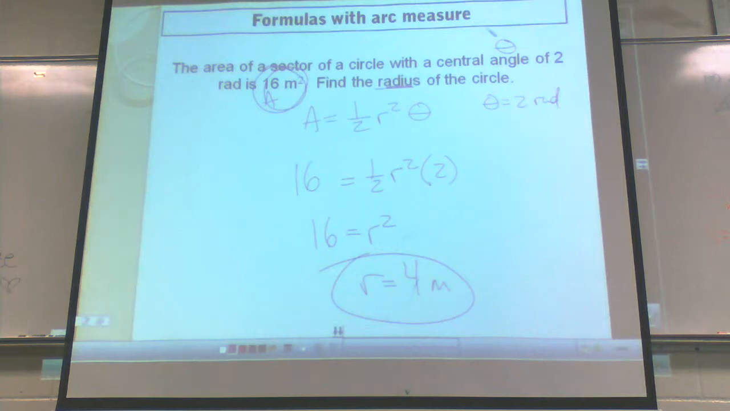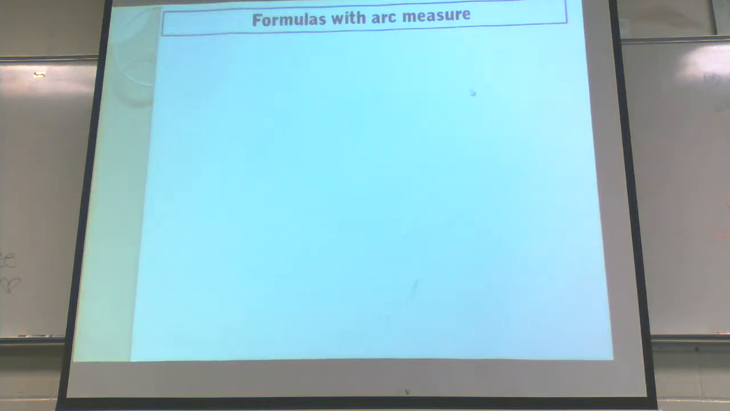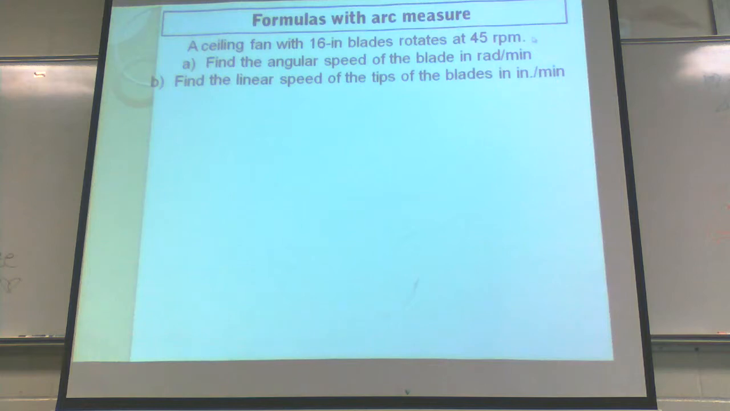All right, now, last one. This is going to be one with the speed. Angular and linear speed. These problems are fairly easy. Basically it's 2 parts. Angular speed is the first one, then we'll do linear speed.